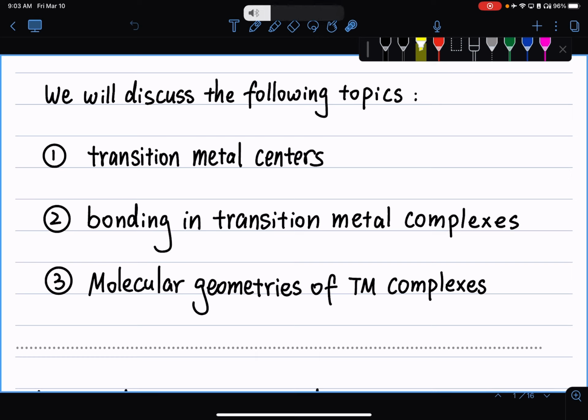The second part is bonding in transition metal complexes. So bonding in transition metal complexes is quite special compared to the pure covalent bond or pure ionic bond. So we'll see a different type of bonding in transition metal complexes. And then we'll talk about molecular geometries of transition metal complexes.